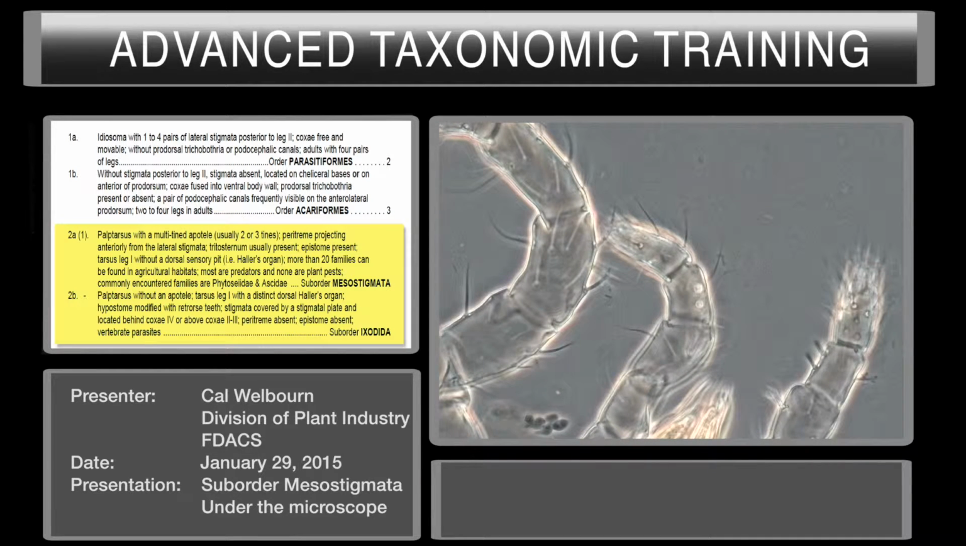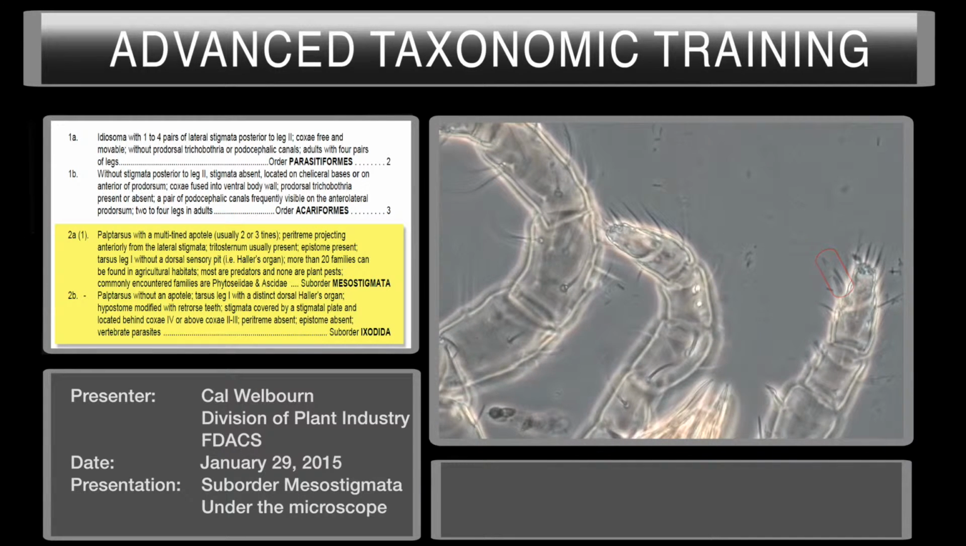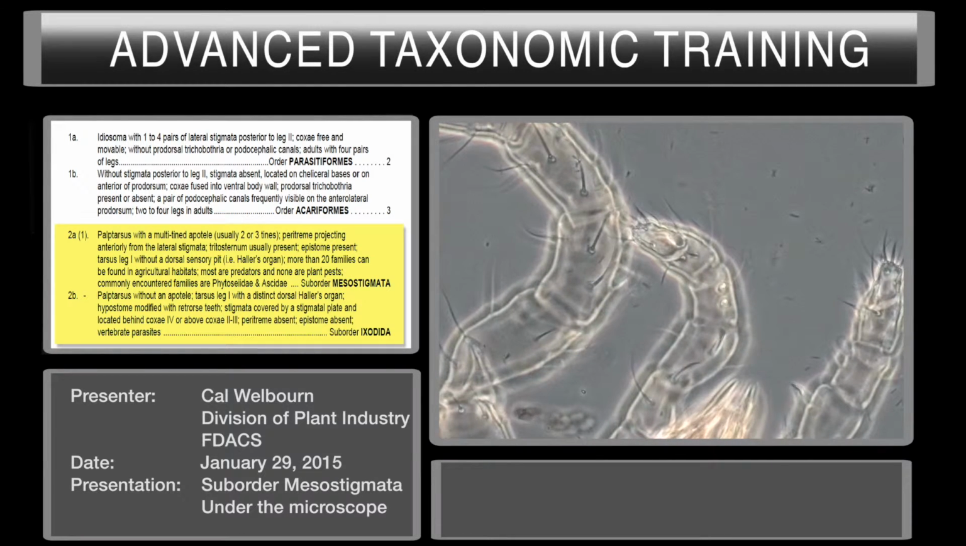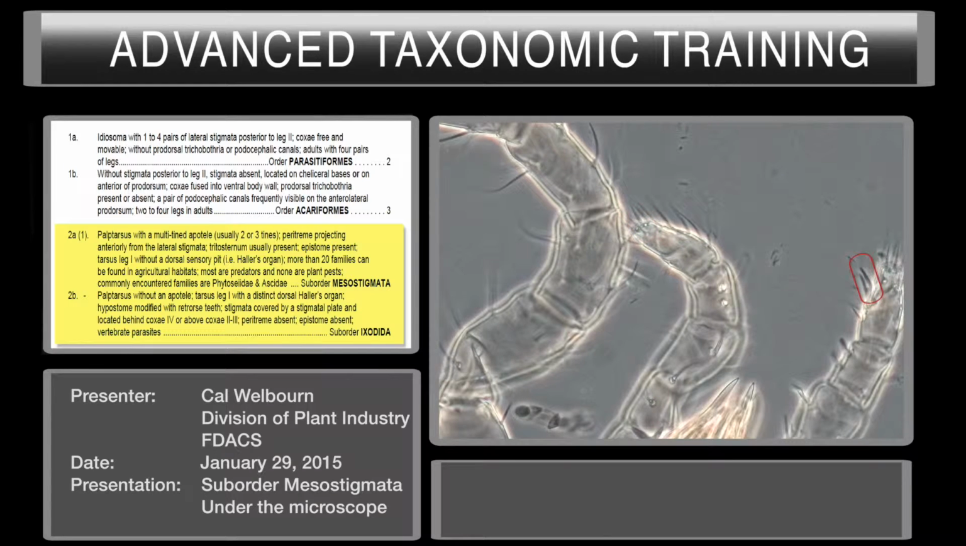Now, we're looking at the palptarsus. We're looking for a multi-tine apotele on palptarsus, 2 or 3 tines, or branches if you want to use that term. And here we have your palptarsus, palptibia, palpgenu, and right there, about midway, here's your palpapotele. Look at the other side, and this happens frequently. That's why you look at both sides of the mite. On this one, you can't easily see the palpapotele here, but on this side, it's very clear.